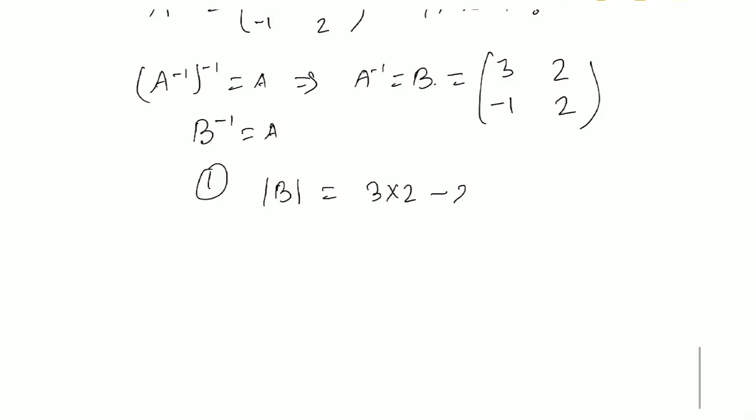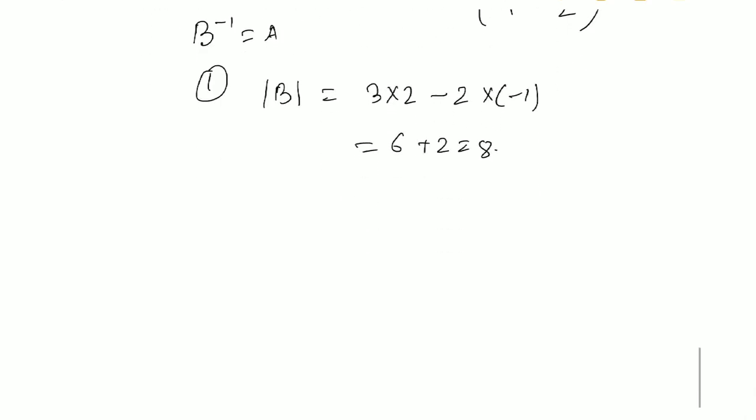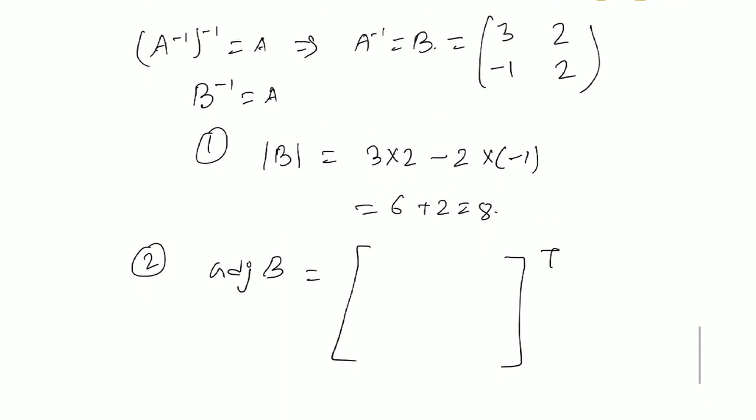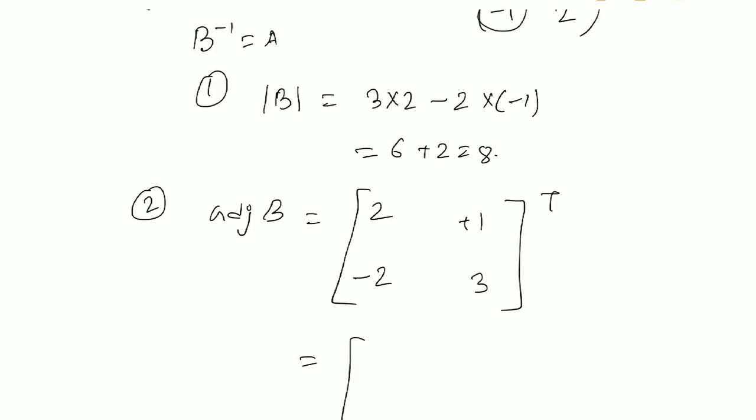The first step is to calculate the determinant. So 3 into 2 minus 2 into minus 1, which will give you 6 plus 2, that is equal to 8. So now you have to find the adjoint of B. Adjoint of B is the transpose of the matrix of cofactors. So cofactor of 3 is what? 2. Cofactor of minus 1 is what? Minus 2. And then cofactor of 2 is 3, and then this 2 is plus 1. Okay. Now you have to do the transpose of this matrix. 1 and then 3. Fine.